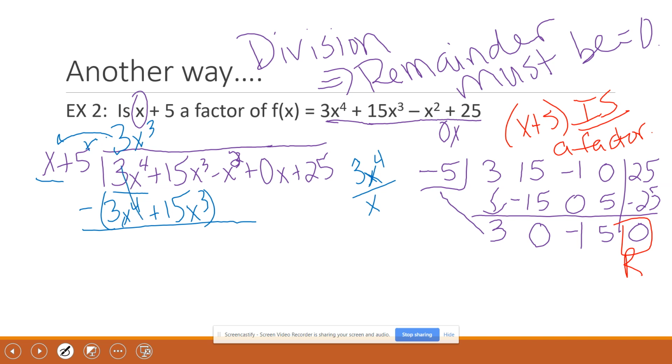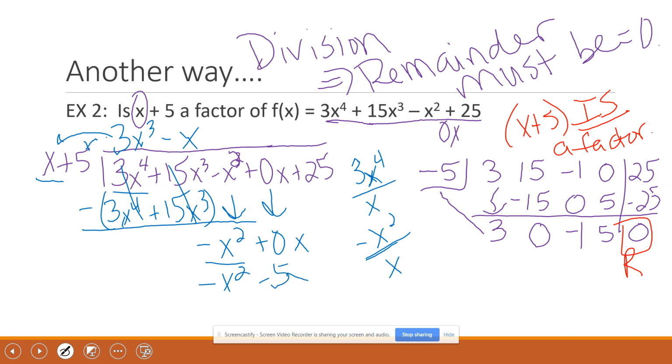Subtracting, they both bring down both the negative x squared and the 0x. Negative x divided by x is negative x. Distribute our negative x. We have negative x squared minus 5x. Subtracting. I'm going to go ahead and distribute that negative 1. Add to 0. 0 plus 5x is 5x. Bring down that positive 25.